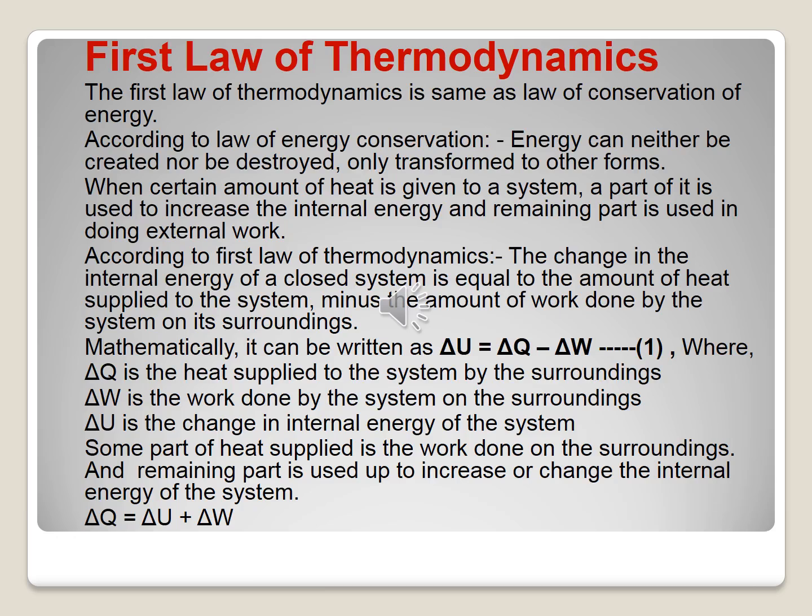How can it be expressed mathematically? It can be written as delta U is equal to delta Q minus delta W, which is the expression 1, where delta Q is the heat energy supplied to the system by the surroundings, delta W is the work done by the system on the surroundings, and delta U is the change in its internal energy. Here, some part of the heat energy supplied is the work done on the surroundings, and the remaining part is used up by the system to increase or change its internal energy. Then delta Q is equal to delta U plus delta W.